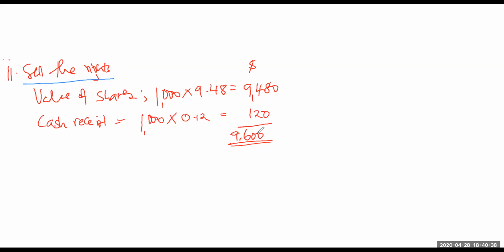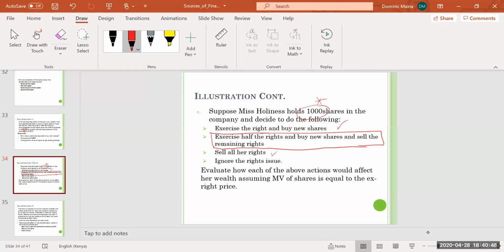Now actually we can also do the mix. Let's go back to what the example is telling us. Let me refer you back to the question. Actually, let's do this, even this. The second point of activity: sell half of the rights and buy the share using the remaining rights. Let's actually do it.